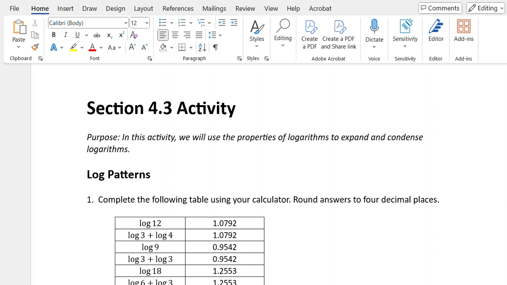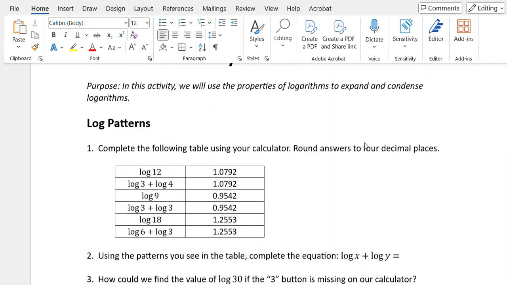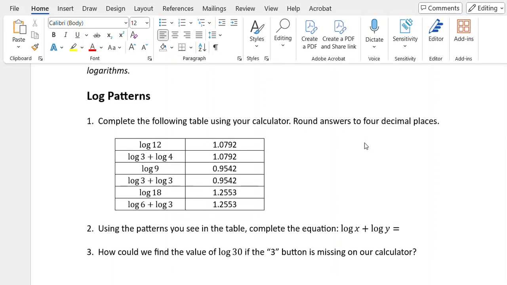In this video for section 4.3, we're going to look at some patterns in logs to identify some properties of logarithms. In later videos, we will use these properties to expand and condense logarithms. So we're going to start by filling in these charts with the logarithms and noticing some patterns.